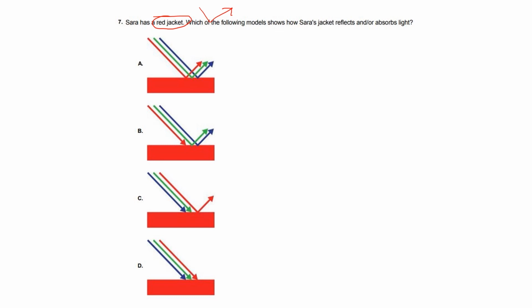A shows all three colors being reflected back to our eyes, so it's not that. Look at B. B shows that red is being absorbed, but green and blue are being reflected back to our eyes. That means that would make us see green and blue and not red. Look at C. Green and blue are being absorbed, but the red is being reflected back to our eyes. So our answer choice is C. And then D shows that all three of these waves are being absorbed, and that's not true because nothing is being reflected back to our eyes. So our answer choice is C.